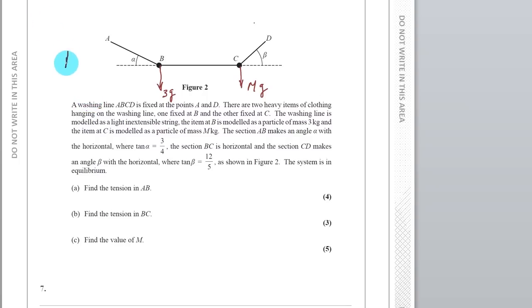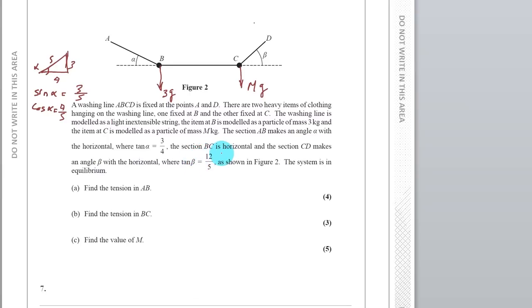So this is a triangle of alpha. I have here 3, 4, and this is alpha, and this is 5. So sine alpha is equal to 3 over 5, and cosine alpha is equal to 4 over 5.